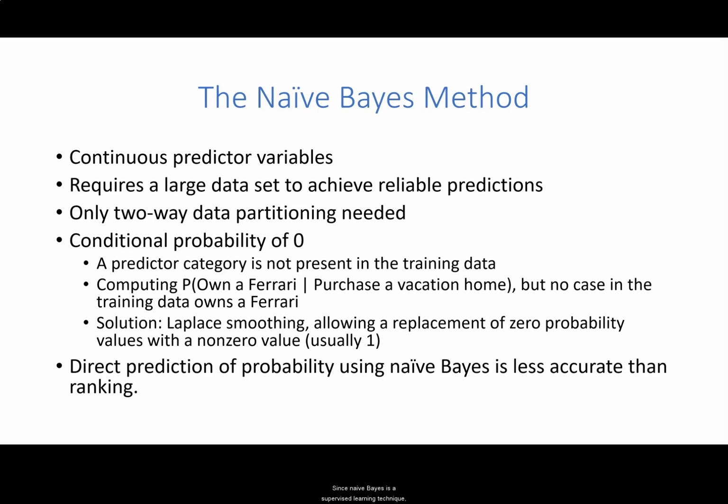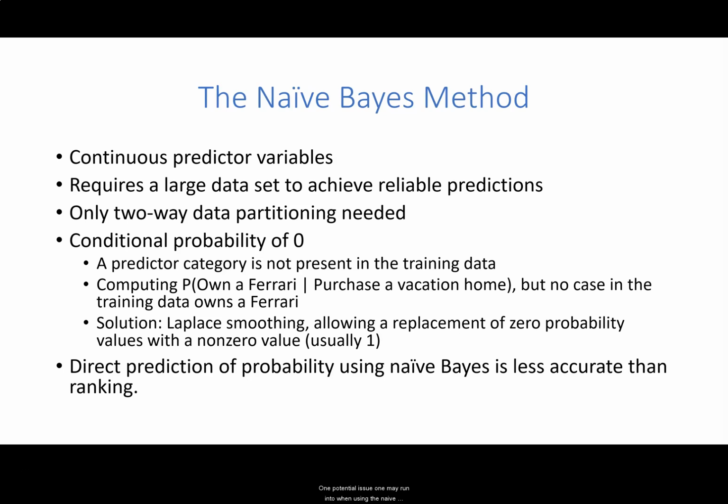Since naive Bayes is a supervised learning technique, data partitioning is a key step in the process. As no candidate models of different complexity are created in this case, there is no need to use the validation dataset to optimize the model complexity. Therefore, only a two-way partitioning is needed for naive Bayes.